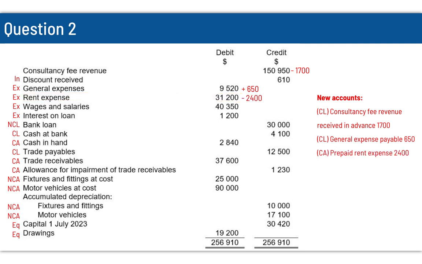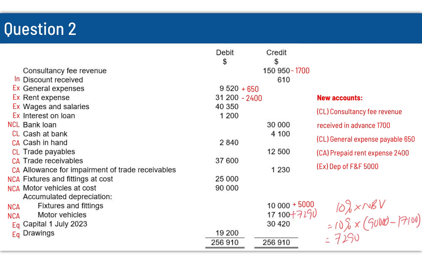The next two we are going to depreciate. First one using straight line method, 20% times cost, which is $25,000 times 20%. This will give us our depreciation of fixture and fittings, which is an expense. And then we take this amount and add it into our accumulated depreciation. We do the same for motor vehicles, just that we use a different formula, 10% times net book value. So the net book value is taken to be 90,000 minus 17,100. Then you take 10% of it. That will be your depreciation expense of motor vehicle. Take this amount and add it into your accumulated depreciation.